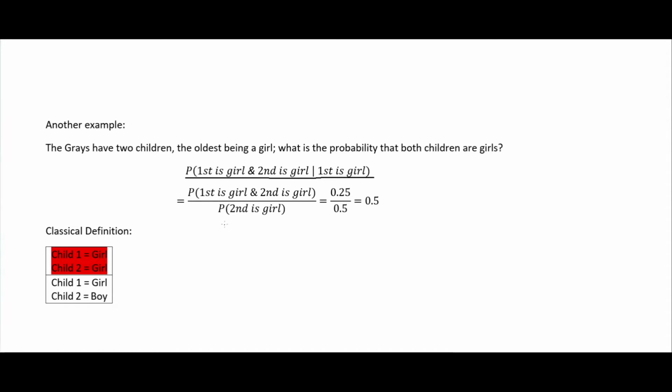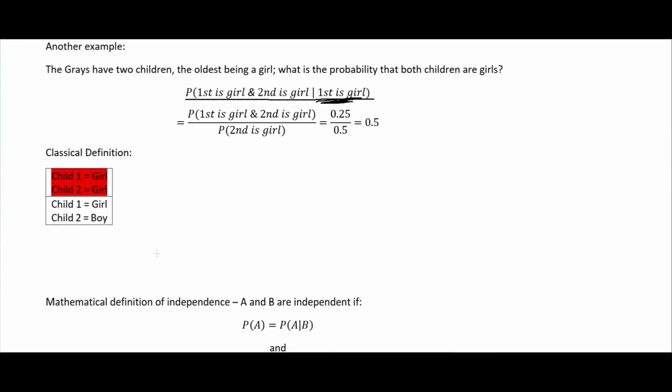And then we have the probability that the second is a girl, because we already know that the first one is a girl. So we just want the probability that the second one is a girl. Well, the second one could be a boy or it could be a girl. And so it's 0.5. And so 0.25 divided by 0.5 is 0.5, because the 0.25 is half of 0.5, so it's simplified to 1 over 2.